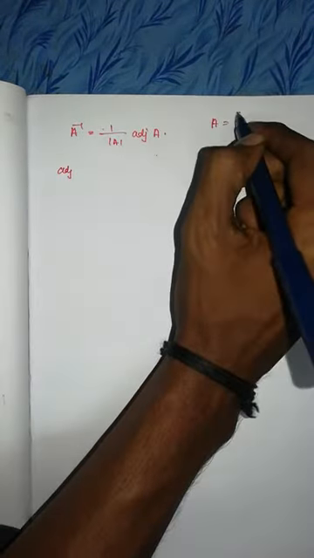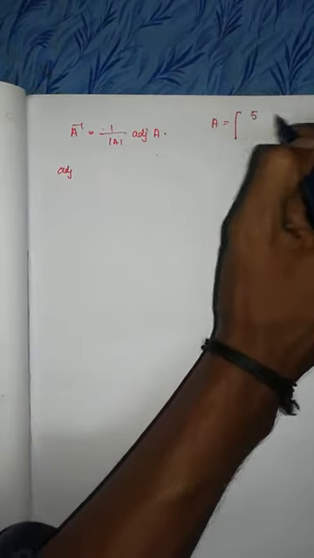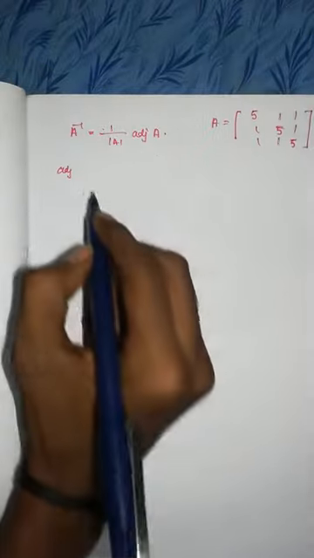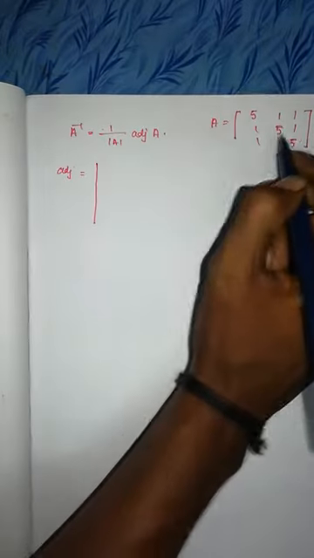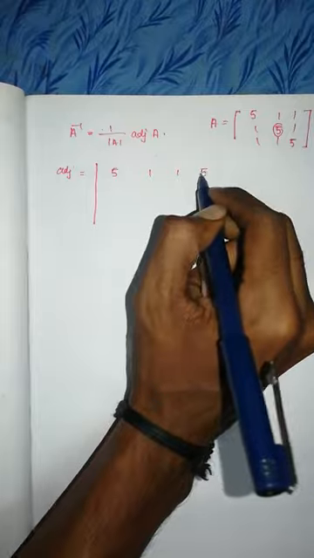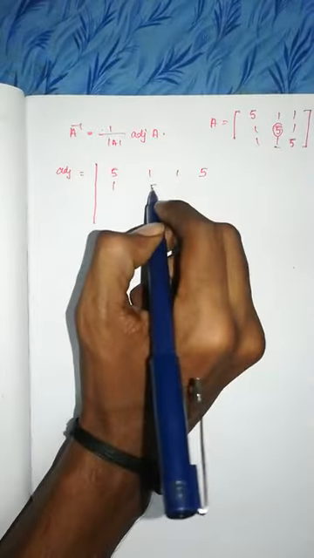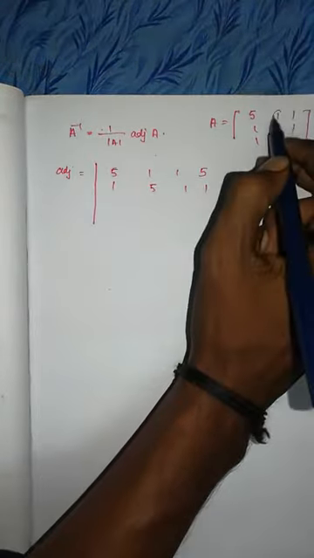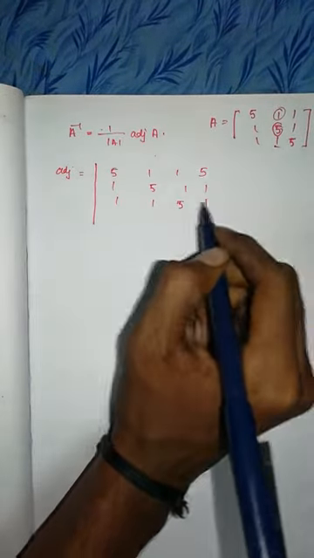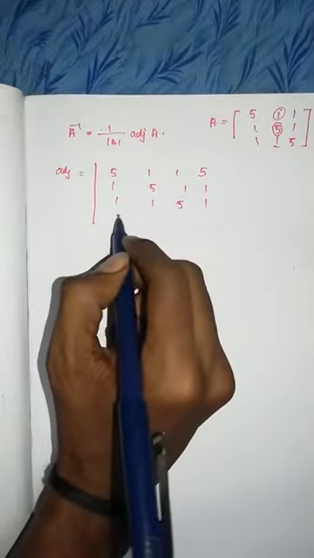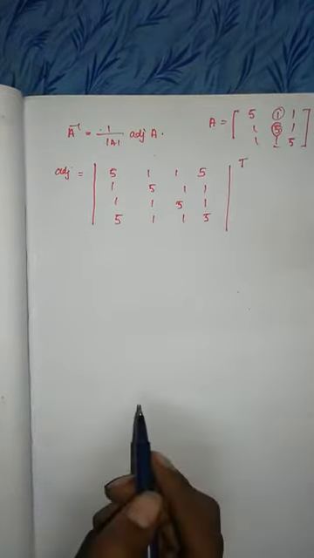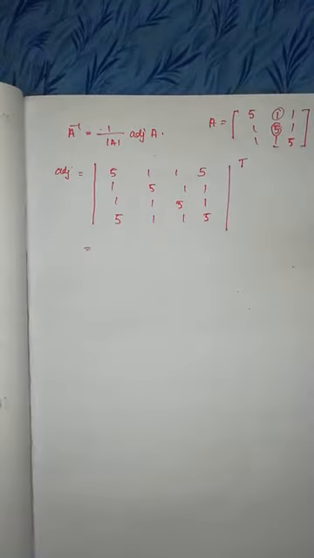Since A matrix here is 5 1 1, 1 5 1, 1 1 5. So adjoint of A, first you have to take this number and then 5 1 1 5, and then next row 1 5 1 1, and the third row, top row, which is 1 1 5 1, and again you want to end with the same row, which is 5 1 1 5, and at the top you have to put transpose.